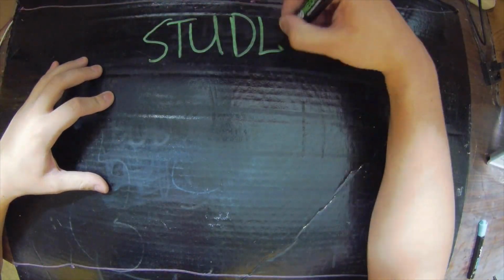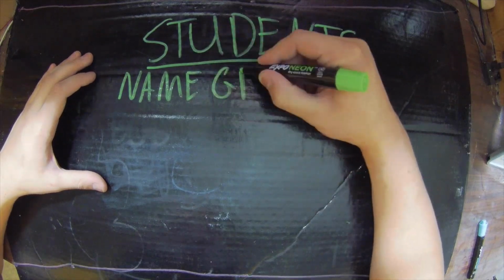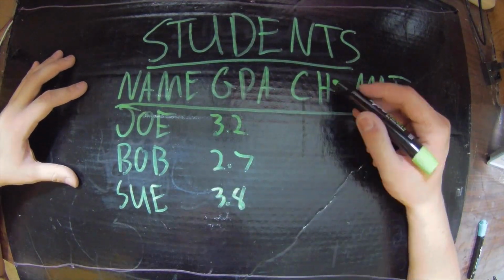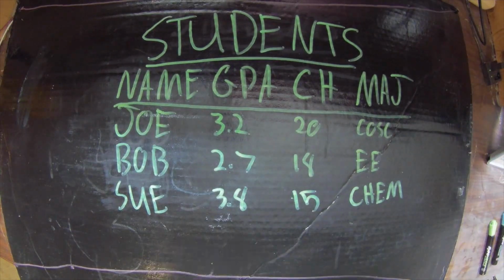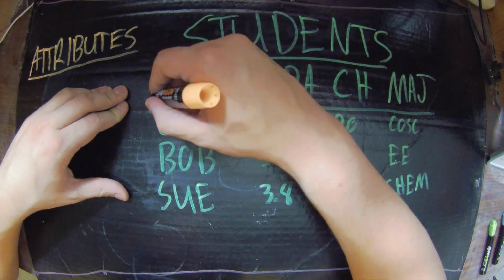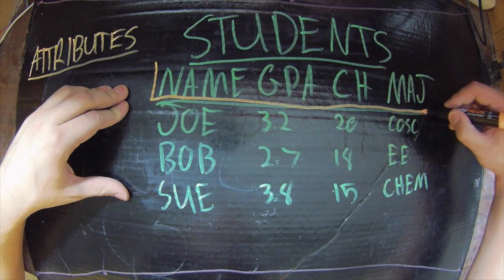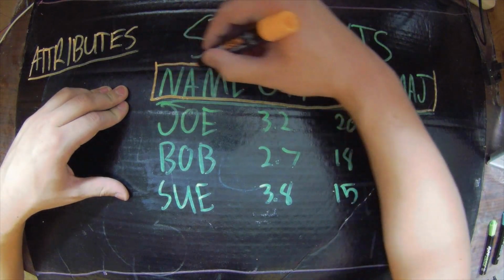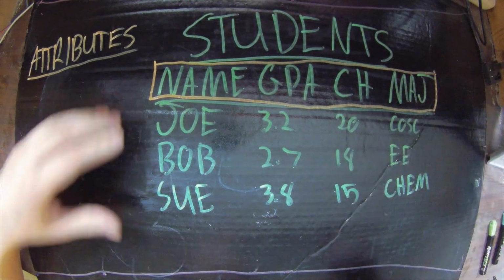So relational data models have different aspects and different terminology that you should know. We'll use this table here as an example to explain what these are. The first one is attributes, and think of this as the columns of your table. And basically, these just describe the meaning of the data below. So here we have name, GPA, credit hour, and major of the students.